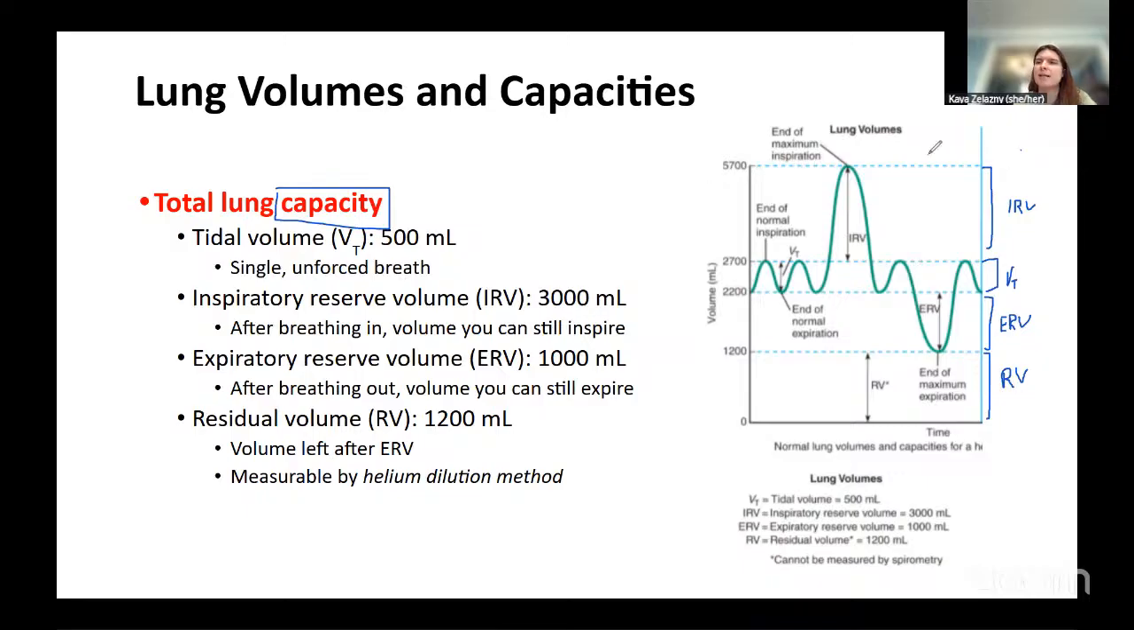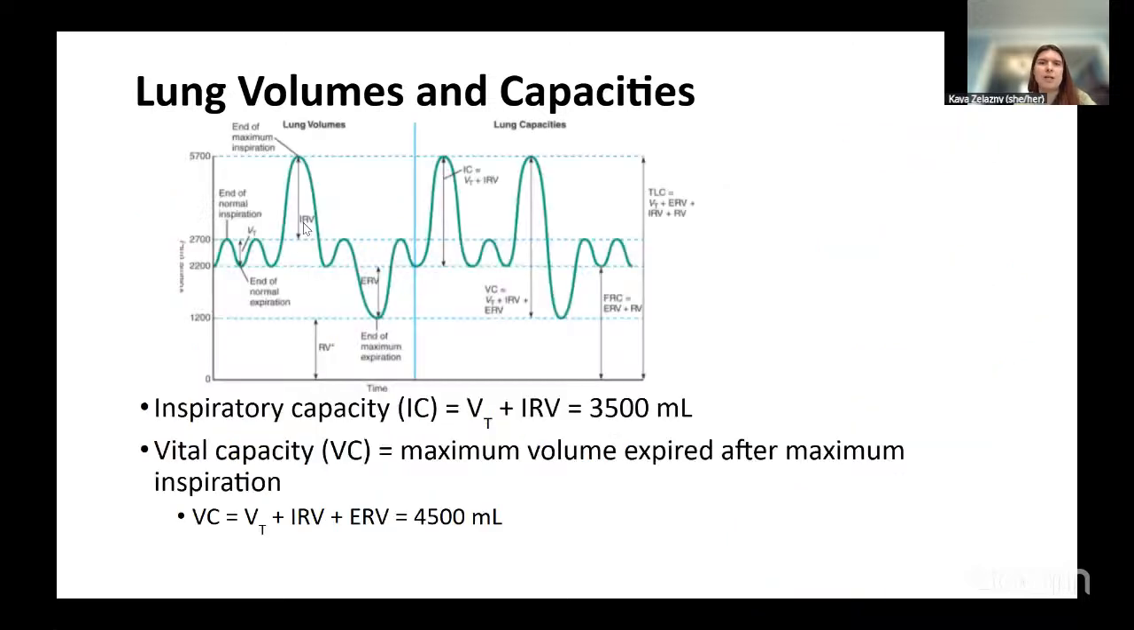All right. So if you add together all these volumes, you get your total lung capacity, but that might not be the only lung capacity that we'll look at. So this is the second half of this graph, looking at our lung capacities, for which we have to do some addition. So total lung capacity, we added everything together. That's our TLC here. So TLC, all your air. But we've got some smaller lung capacities as well.